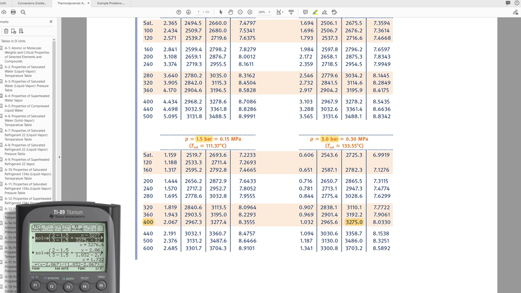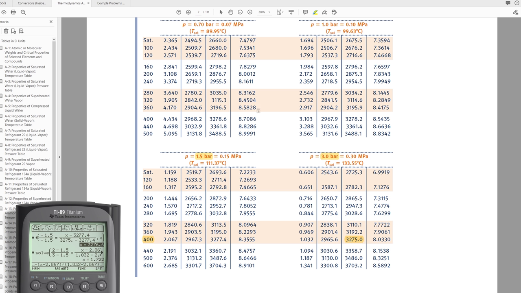2 minus 1.5 divided by 3 minus 1.5 is equal to x minus 3277.4 divided by 3275 minus 3277.4, 3276.6, 400 degrees. Oh, right. The property lookup at state 2 is at 300 degrees Celsius, not 400 degrees Celsius. Well, that was a very humbling experience.